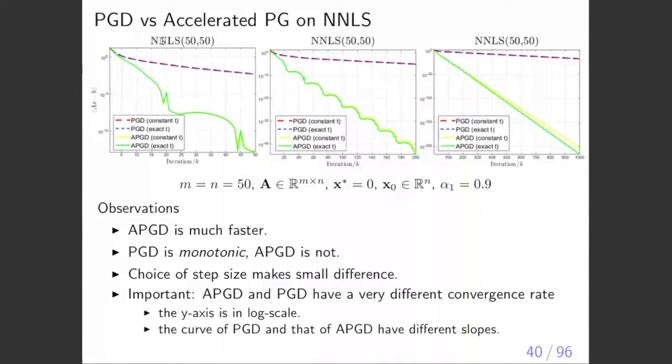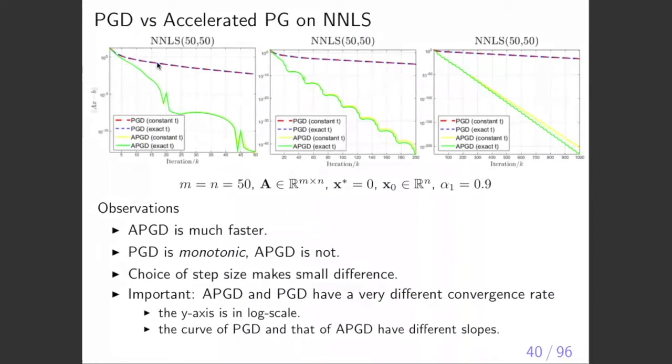Now I consider the NNLS, non-negative least squares problem, on 50 by 50. That is, the matrix A is 50 by 50. Same as before, I just set the solution point as a zero vector, and then I initialize x0 randomly in Rn, and let's say I pick this parameter alpha 1 as 0.9. So this is the curve. This figure is the same thing, but I just zoom in on different axis values.